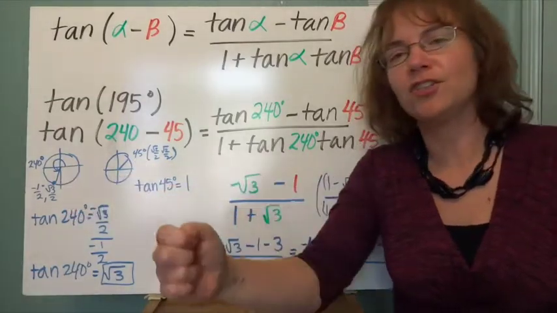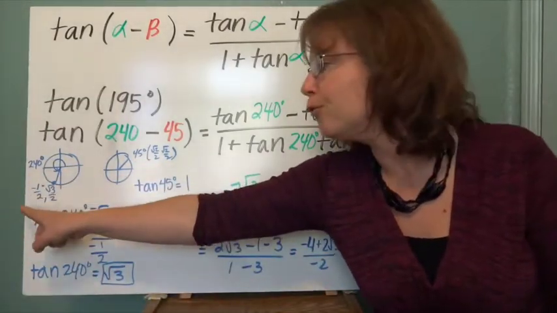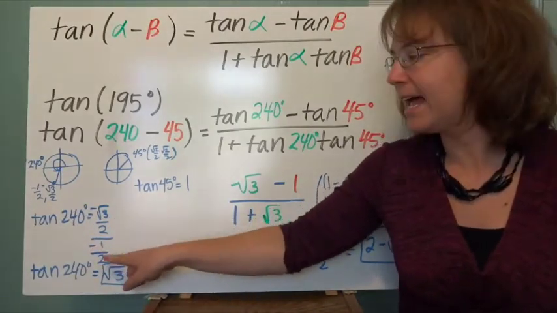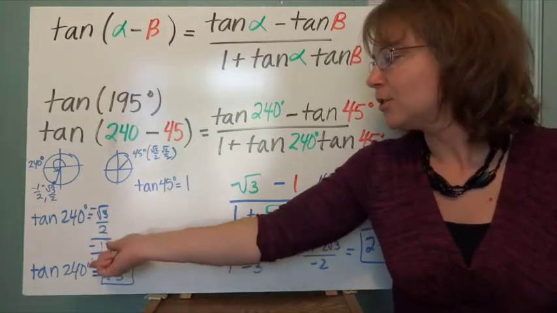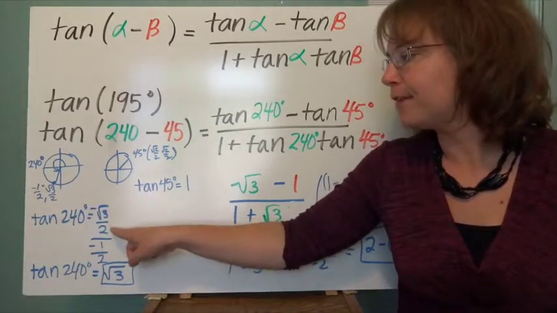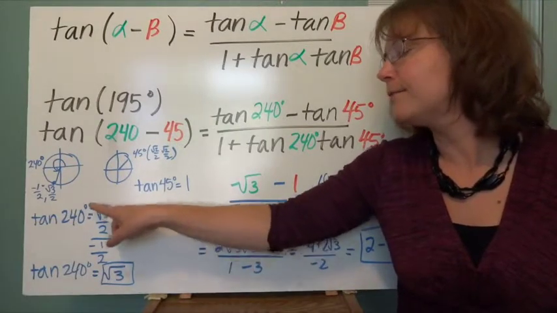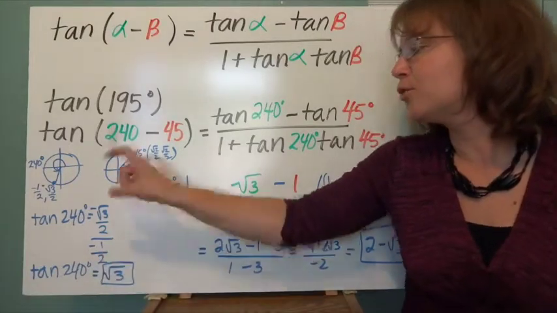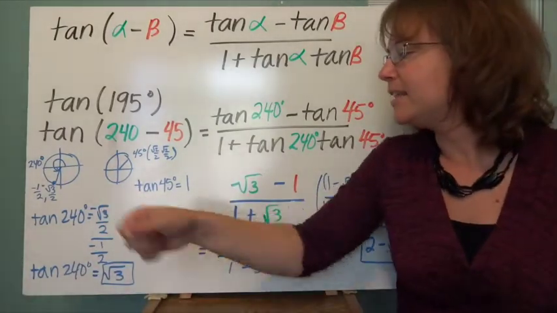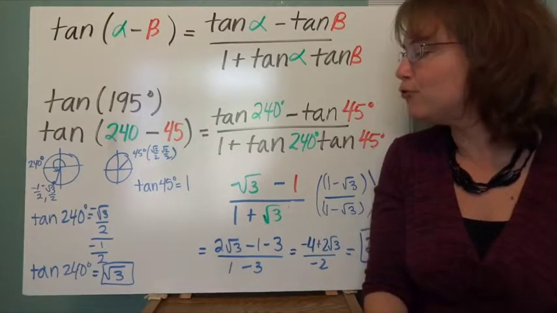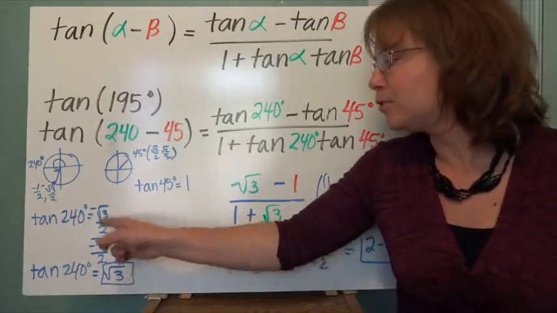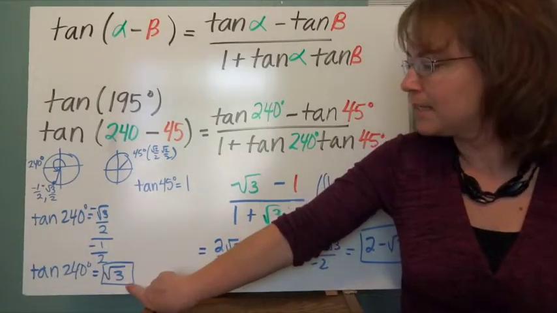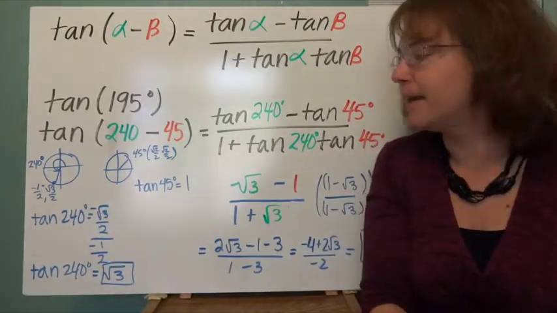But now I need to find the tangent. So I need to take that y value over the x value. So negative rad 3 over 2 over negative 1/2. This is a complex fraction, so I'm going to turn this into a division problem. I have negative rad 3 over 2 divided by negative 1/2. I'm going to turn that division problem into a multiplication problem, and so I have negative rad 3 over 2 times negative 2 over 1, multiply them through, my 2's make a 1, and I have tangent of 240 degrees is rad 3. And it's a positive rad 3 because I have a negative divided by a negative.